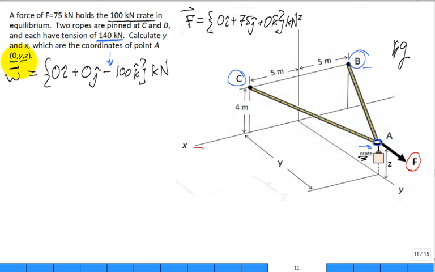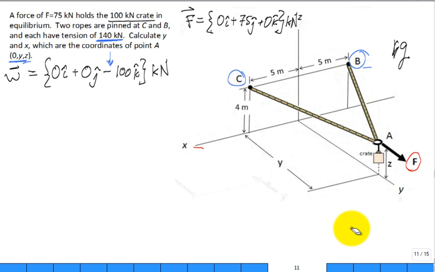So point A is located at 0 in the x. Here's point A. Is it 0 in the x? Can you see that? And then it's y in the y. So it's how much distance out from the origin in the y direction. And then up z. And that's the location of point A, the ring.